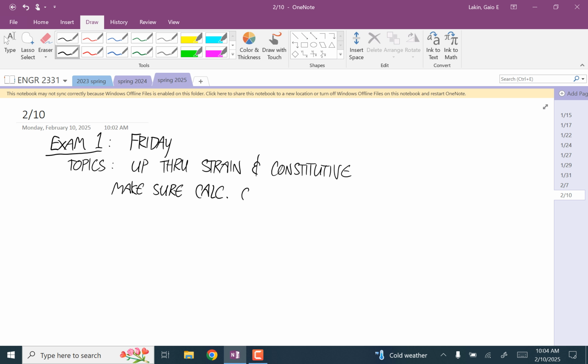Make sure your calculator can do compliance and rotation matrix calculations.